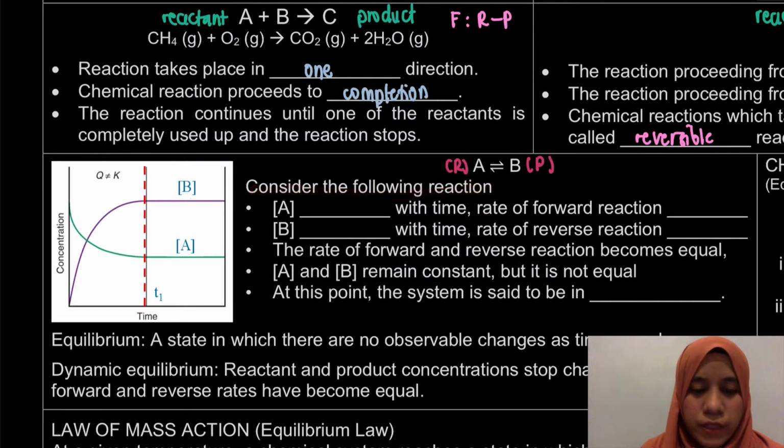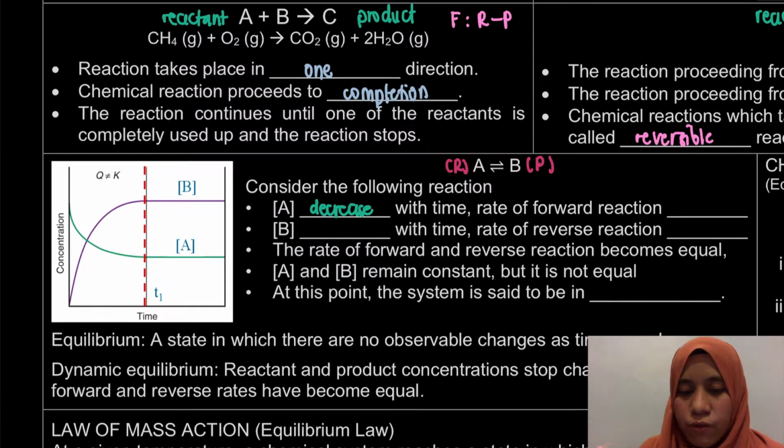Okay, at the start of the reaction, we look at the concentration of A. We can see the arrow goes like this. Actually, the concentration of A decreases with time. It gets smaller. Okay, why? Because once the reaction proceeds, the reactant will form our product. So that's why the concentration will decrease with time. For A, the concentration of A decreases with time.